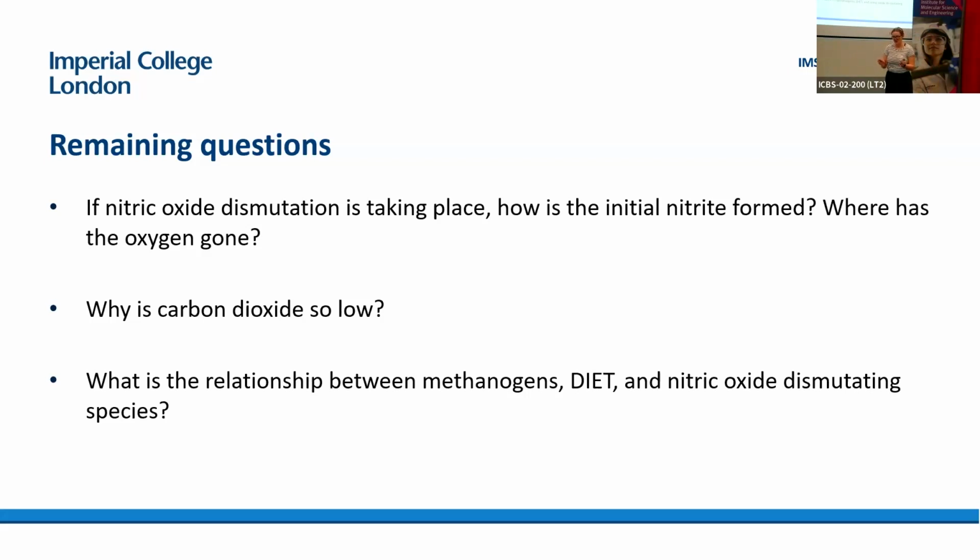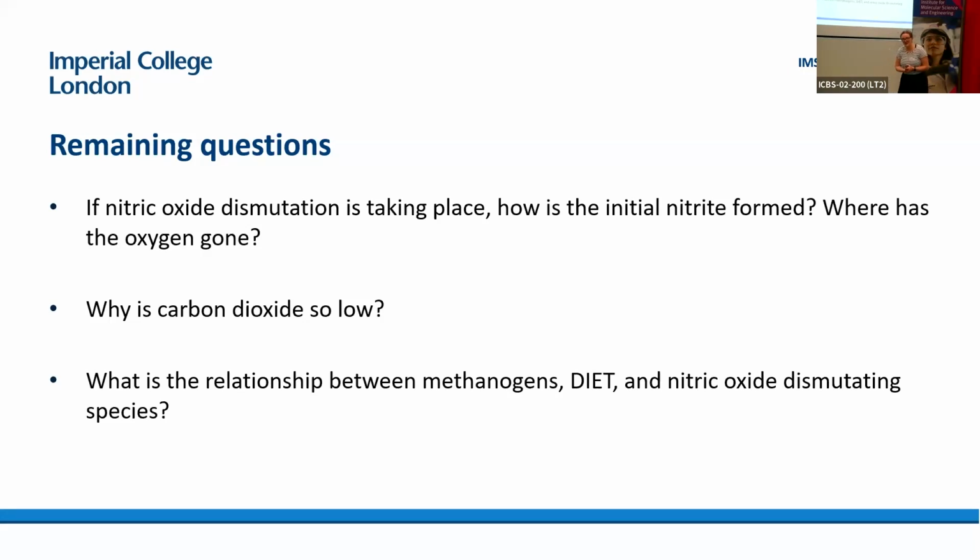If we were seeing nitric oxide dismutase, surely we would see equal volumes of nitrogen gas and oxygen gas. And then why is carbon dioxide so low? If we're getting all of this oxygen, surely then the methane generation will go down and carbon dioxide will go up. So where is the oxygen going? Why is it not going to carbon dioxide? We're currently looking at a hypothesis of some autotrophic species that may be using the carbon dioxide, and that's why that is so low and the oxygen is being consumed.